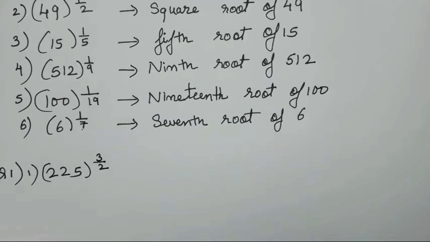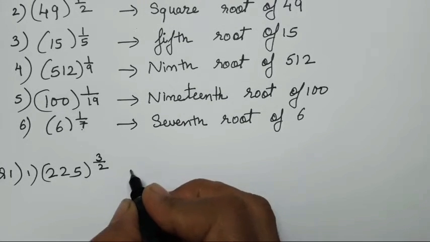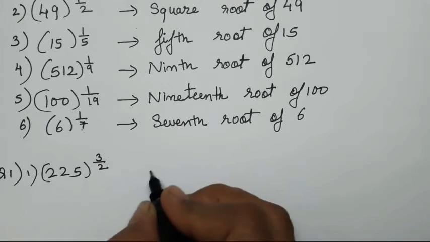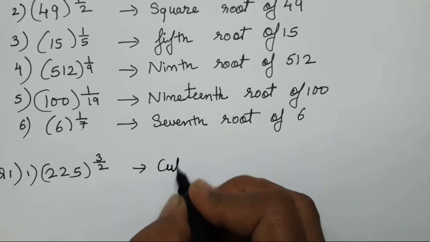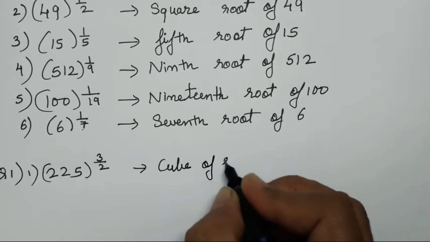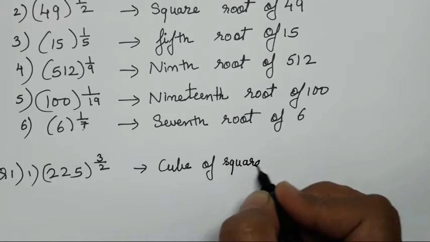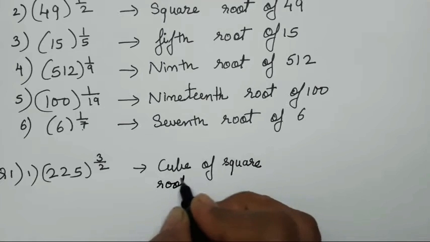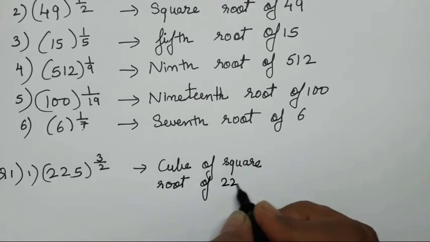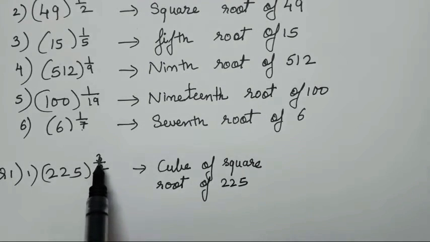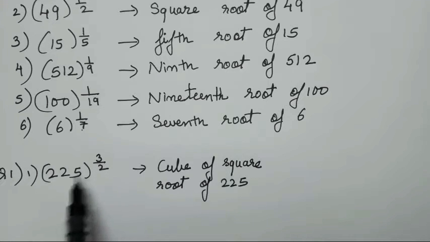Everyone knows how to write the power of the root and root of the power. I'll explain how you all have to write. So how are you going to write power of the root? First one is going to be cube of square root of 225. Cube of square root of 225.